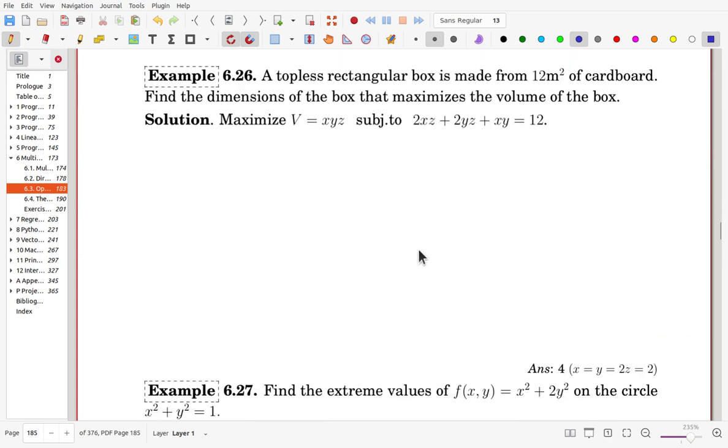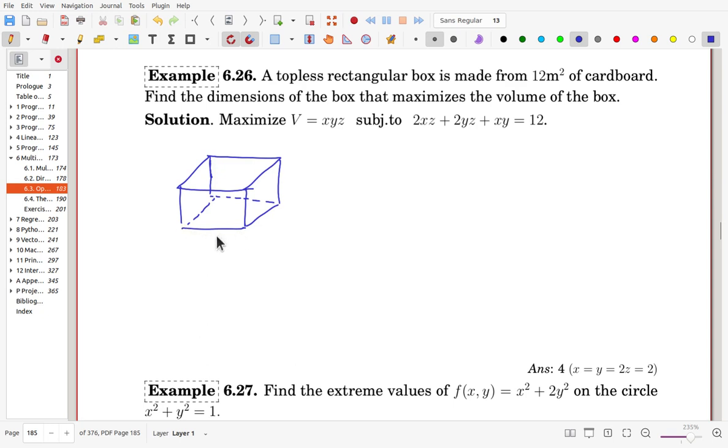A topless rectangular box is made from 12 square meters of cardboard. Find the dimensions of the box that maximizes the volume of the box. Okay, let's draw a picture for the rectangular box. Here, that is a rectangular box.